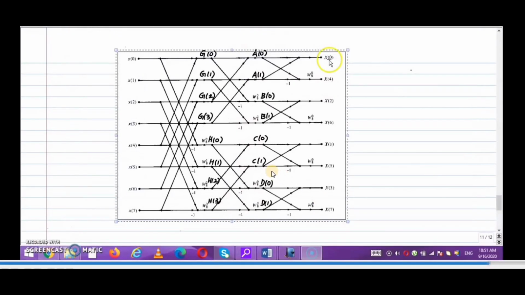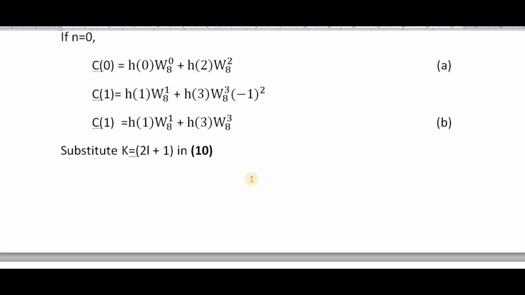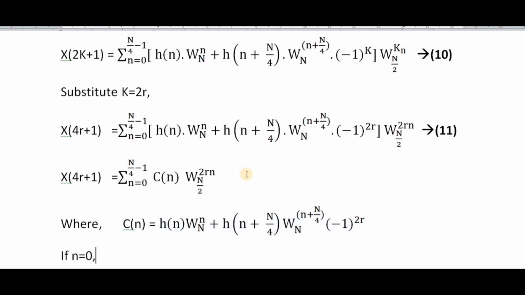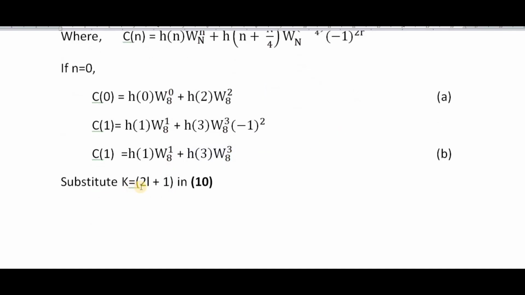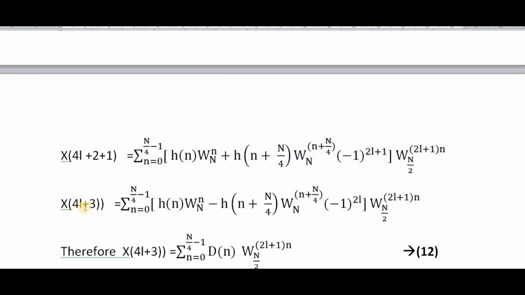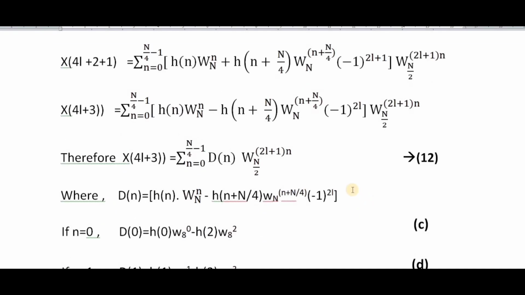And what is C1? C1 is equal to W8 of 1 into h of 1 plus W8 of 3 into h of 3. And from equation 10, I have to substitute k is equal to 2, and instead of 2r, I'm substituting 2l plus 1. So both are the same. So you will get x of 4l plus 3 is equal to summation n is equal to 0 to n by 4 minus 1, and this becomes 2l minus 1, 2l plus 1, right? So I can write this as minus 1 to the power of minus 1 into 2l. And now I'm going to take this whole term as d of n. So d of n is equal to this one.